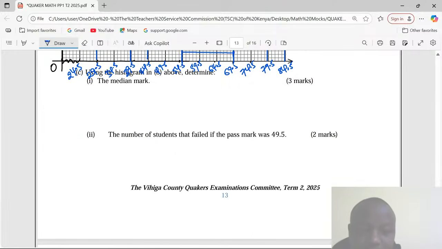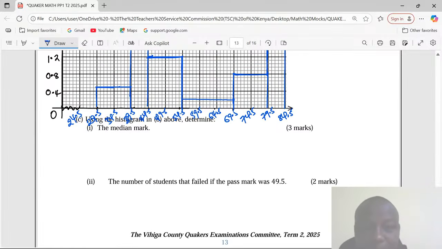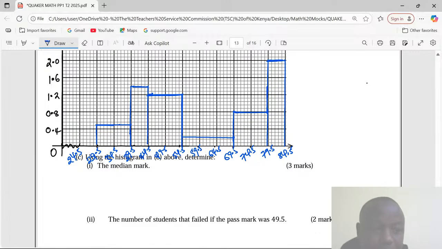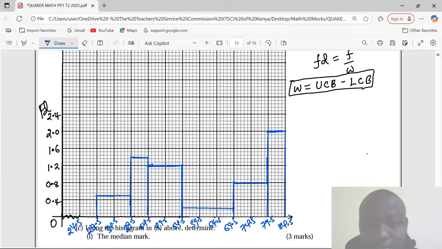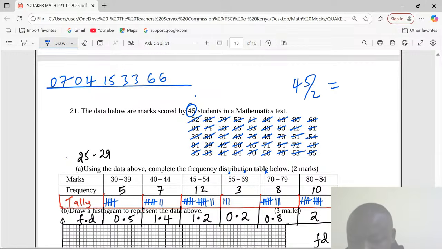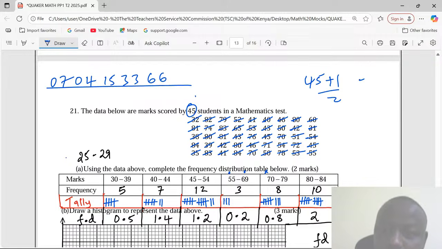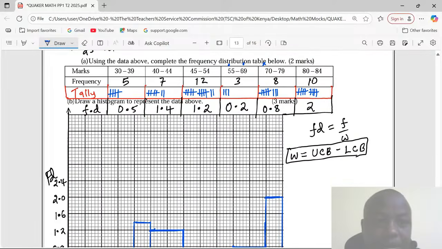After that, look at what the examiner needs now. Using the histogram in part B above, determine the median mark. The first thing that we're going to establish is the median class. These are 45 students. So for an odd number, we take 45 plus 1 over 2. We get 23. So the mark scored by the 23rd student is our median mark.